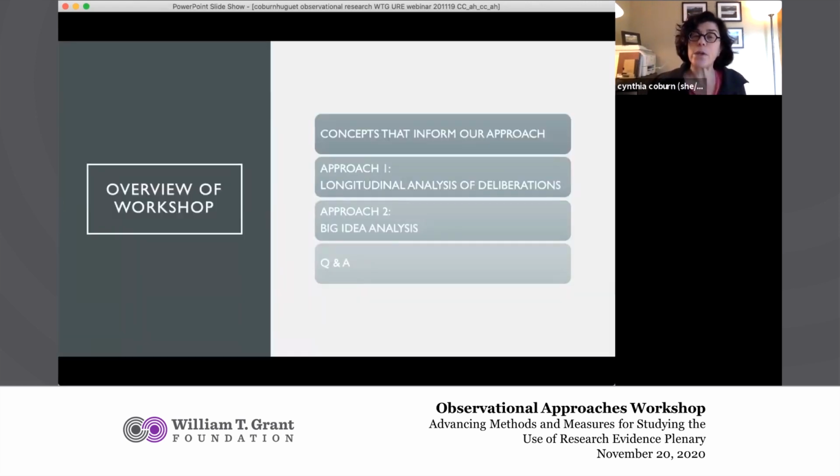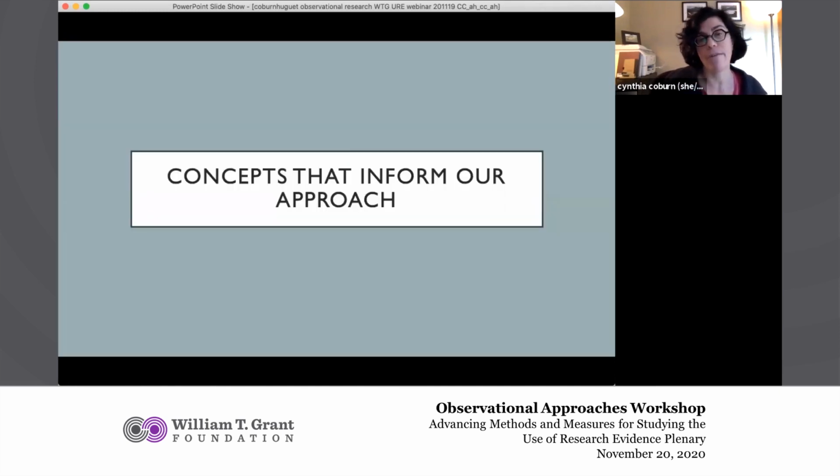So the overview of what we're going to do today: I'm going to spend some time talking about the concepts that inform our approach. And then Alice is going to lead you through the longitudinal analysis of deliberations. That's going to take most of the time today because it's a kind of complex approach, and we will be looking at data as part of that. And then I'll finish out with a briefer overview of the big idea analysis, and then we're hoping to spend quite a bit of time on questions and answers and discussion more broadly.